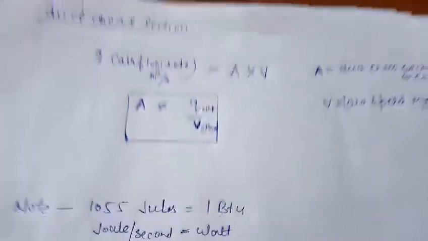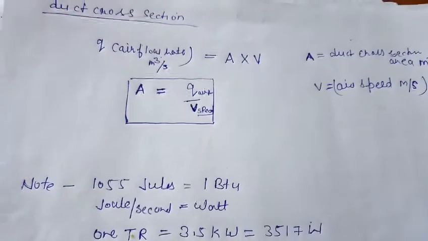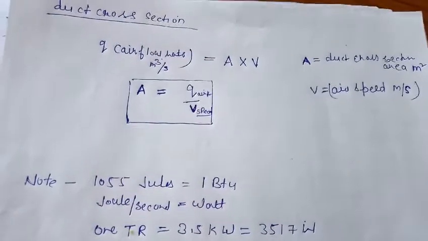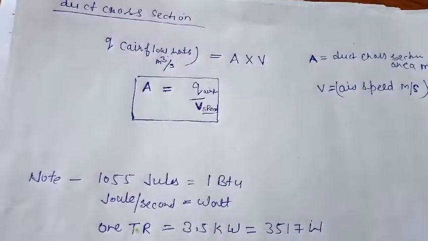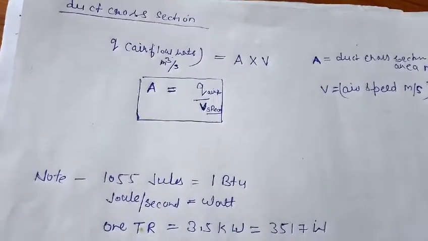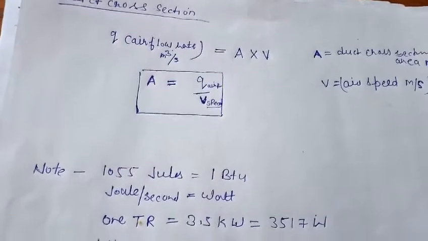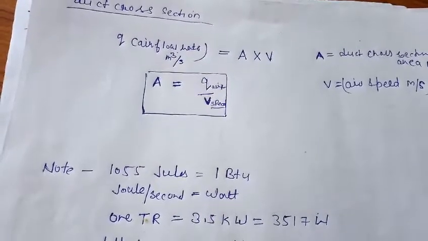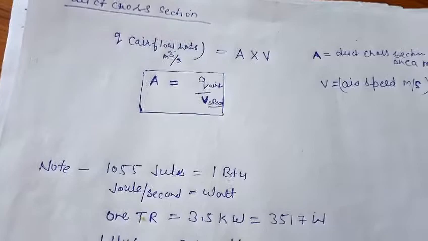Duct cross-sectional area. If the duct area is given and the air speed is given, we can find out the airflow rate in cubic meters per second. Generally in questions, a duct is given, and the area and speed are given.